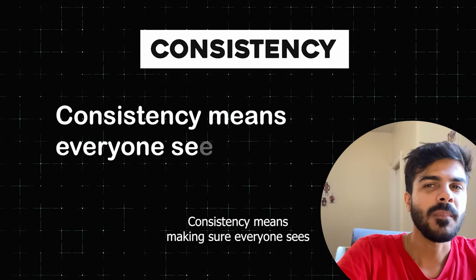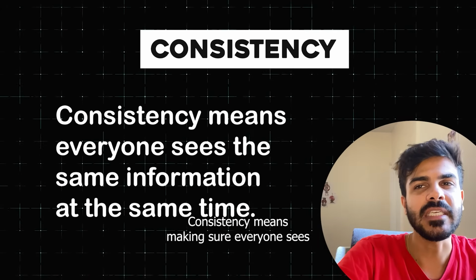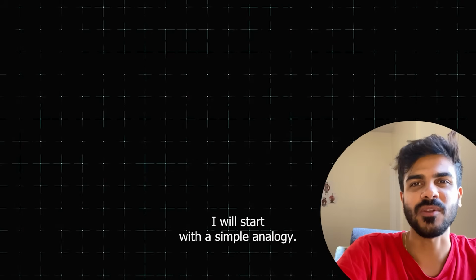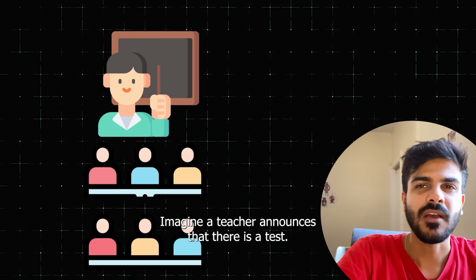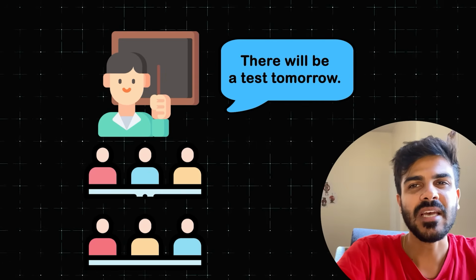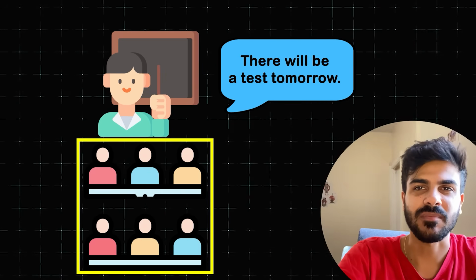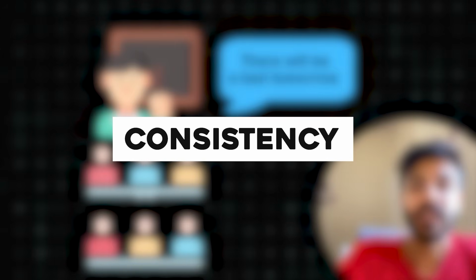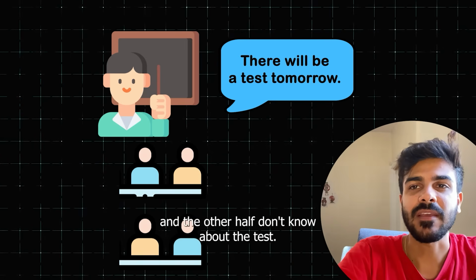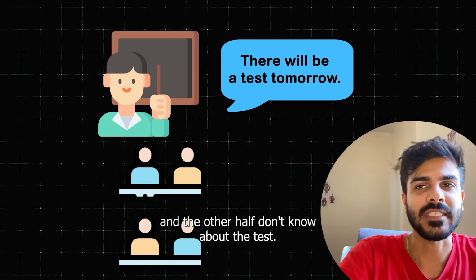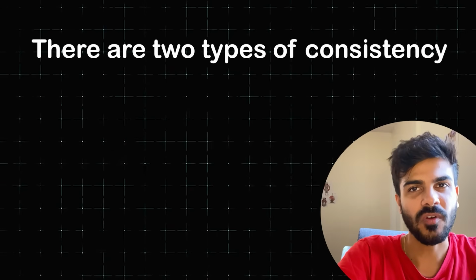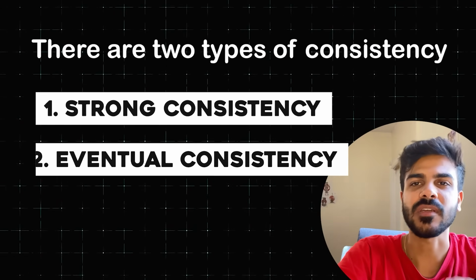Consistency means making sure everyone sees the same information at the same time. I'll start with a simple analogy. Imagine a teacher announces that there is a test tomorrow. If the teacher tells all the students at the same time, that's consistency. But if only half of the students hear the announcement and the other half don't know about the test, that's inconsistency. There are two types of consistency: strong consistency and eventual consistency.